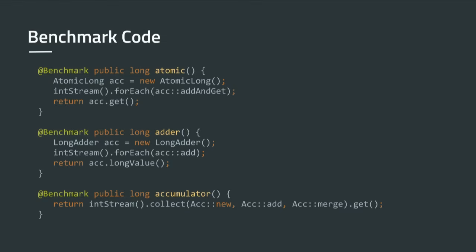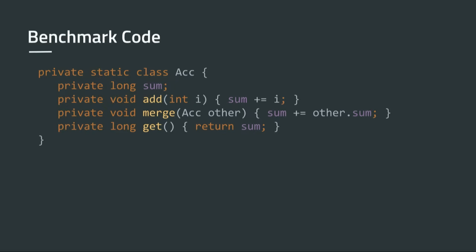We want to sum integers in a stream of integers. And we use 3 different approaches. We use an atomic long, a long adder, and then the accumulator approach of having a stream and creating an accumulator that can add items, and then finally accumulators can be merged into a final result. And the accumulator is a rather trivial thing.